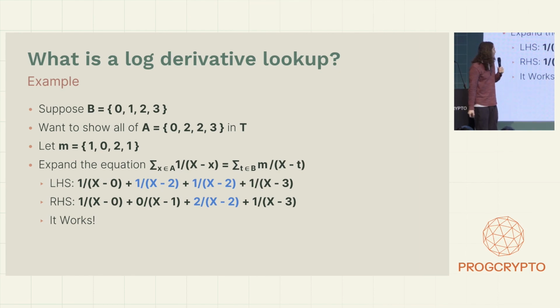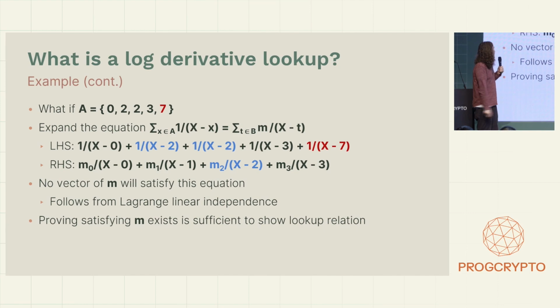So it works. But if we had some value in A that was not in the table, say 7, then there would be this extraneous term on the left-hand side, right? Because there's a new value in A, and it doesn't line up with anything on the right-hand side. So I wrote m's on the right-hand side. It turns out you cannot find a vector of m's that satisfies this equation. So this is why it's sufficient for you to just know m. You don't have to prove anything about it besides that it satisfies the lookup equation.